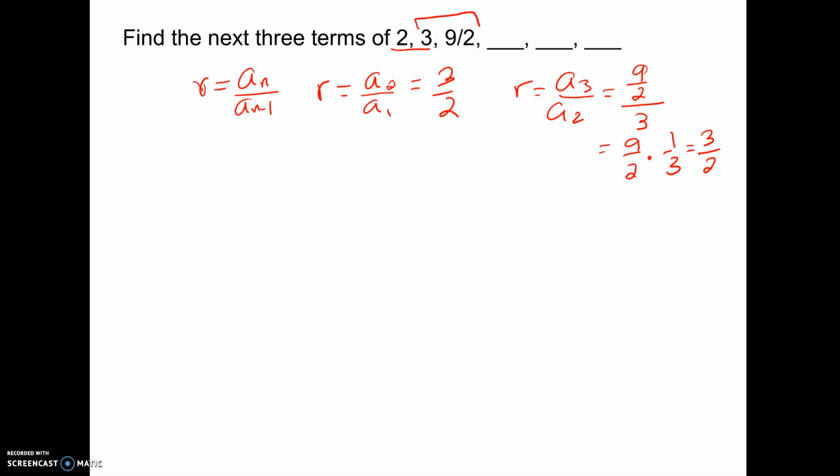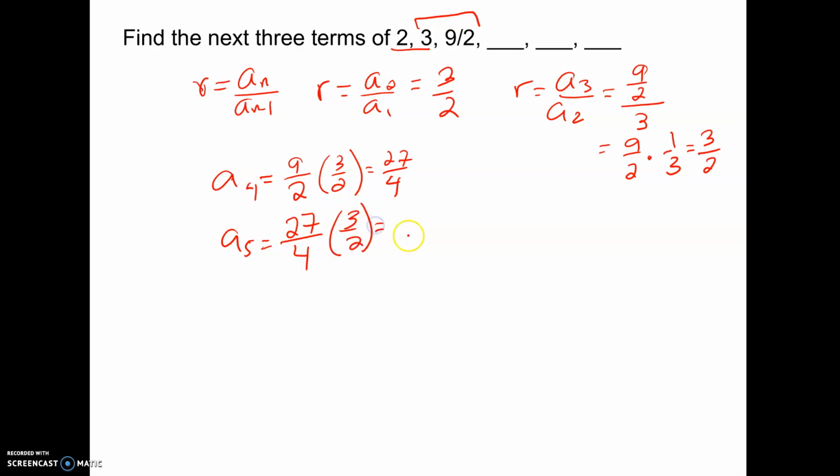But you're asked to find the next 3 terms. So a sub 4 is going to be 9 halves, my third term, times 3 halves, which is 27 over 4. My fifth term is going to be my fourth term, 27 over 4, times 3 halves again. That's 8 on the bottom. 27 times 3, well, 3 times 7 is 21. Carry the 2. 3 times 2 is 6 plus 2, 81.